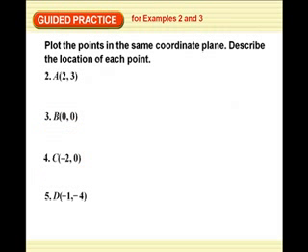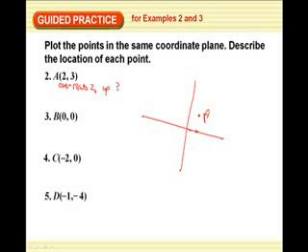Plot the points on the same coordinate plane. I was hoping that they'd give us a coordinate plane, but they're not. Describe the location of each point. So A, you'd go over 2 and up 3. That would be A right there. So over, to the right, 2, and up 3. This you don't move at all, 0, 0. That's B. You stay put. That's the origin.